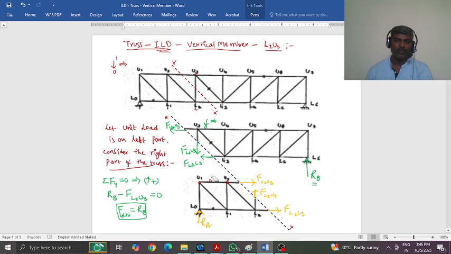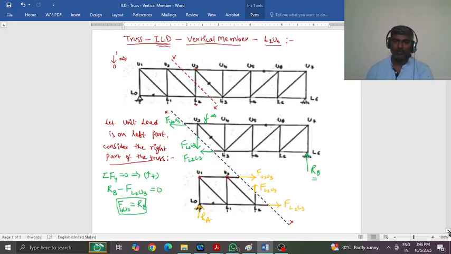Now you see this unit load is now on the right part. The unit load is moving now on the right part. So now you only have three internal forces, nothing but member forces, and one reaction RA.